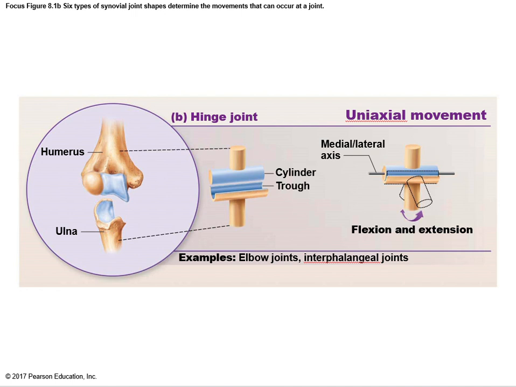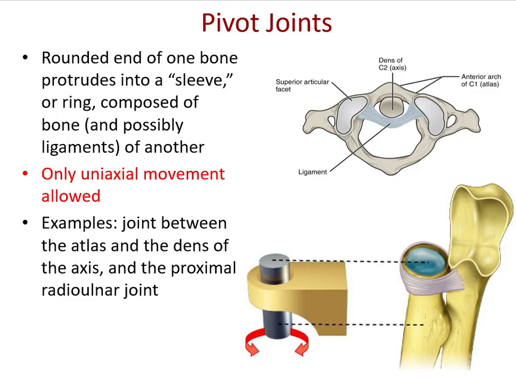So here's a better view where we can see the cylindrical structure and the trough. And they're showing the elbow as an example of uniaxial movement. The only possible movements are flexion and extension with the elbow.